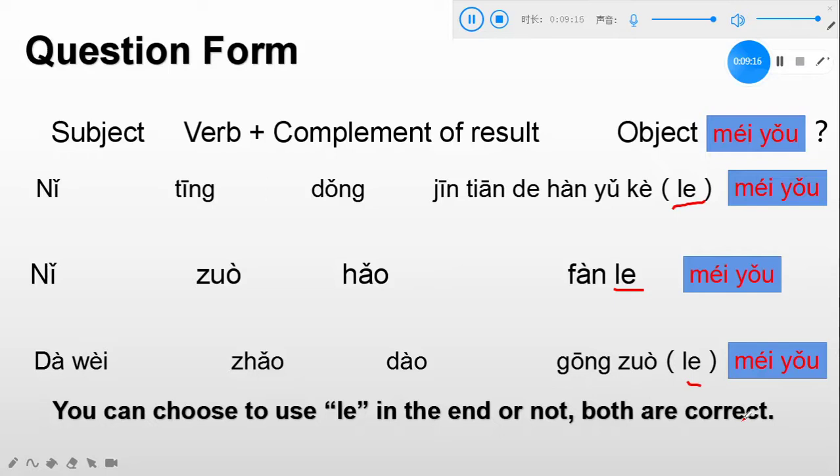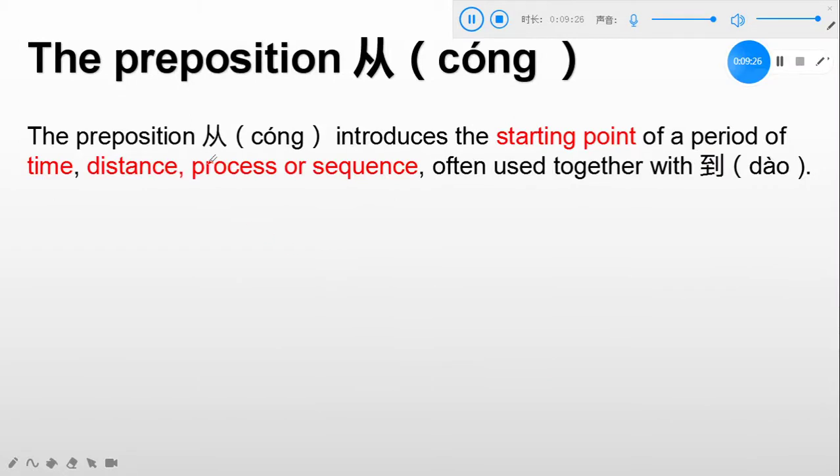Alright, so I think that's all for the complement of results of our today's grammar point 1. Now we move to point 2. This one is pretty easy. It's very easy. The preposition 从, which is from. I think the way that we use 从 in Chinese is the same as the way we use from in English. In my opinion, there's no difference. Alright, now let's take a look at the explanation first.